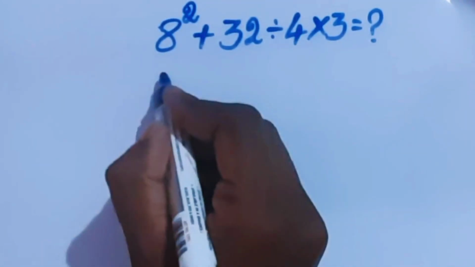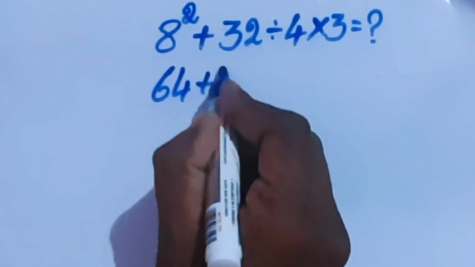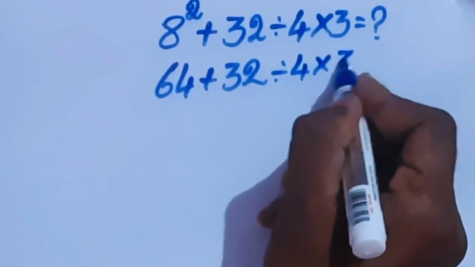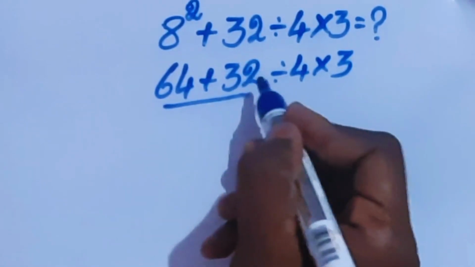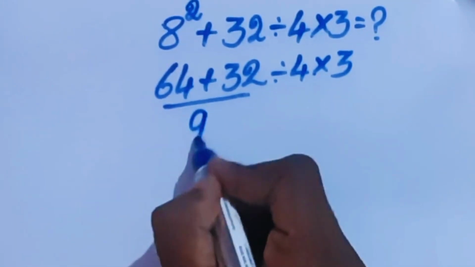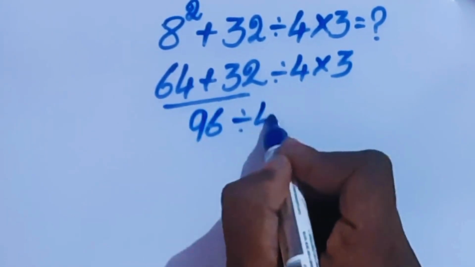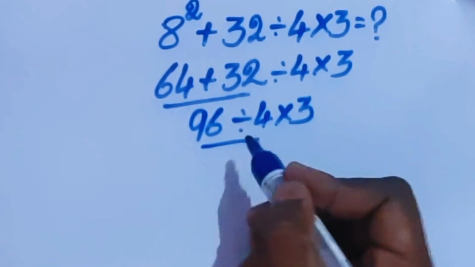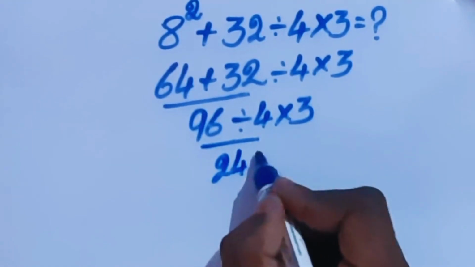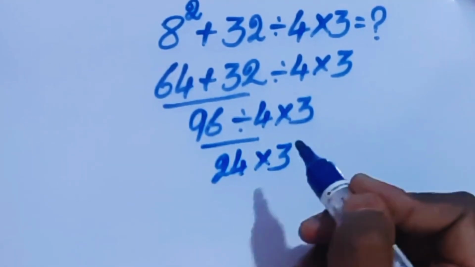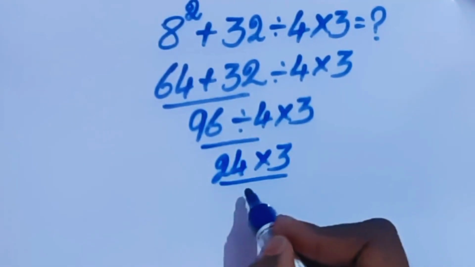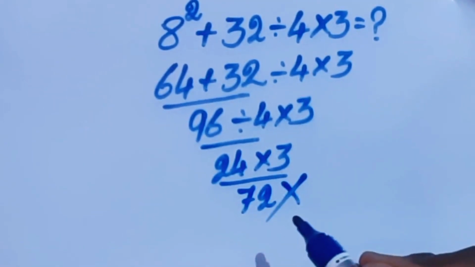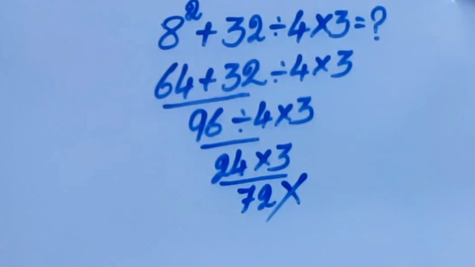Hi guys, here 8 square is 64 plus 32 divided by 4 times 3. Here 64 plus 32 is 96, divided by 4 times 3. Here this is 24 times 3. Now 24 times 3 is 72, which is the wrong answer. As per the order of operations, 72 is the wrong answer.